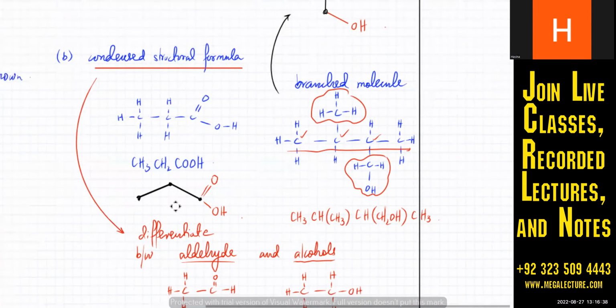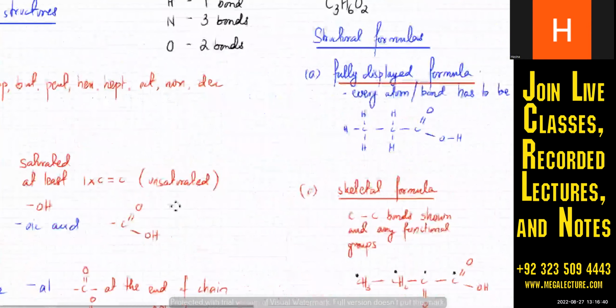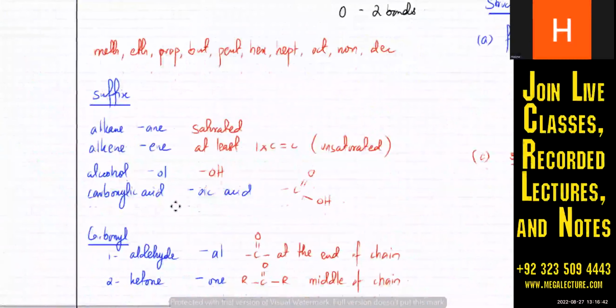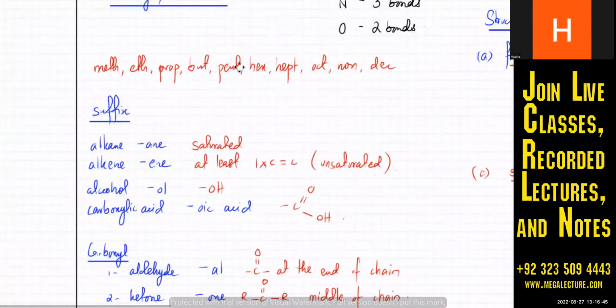Anyway, so what else? We'll just revise counting. How do you name them? It's meth, eth, prop, but, pent, hex, hept, oct, non, dec. That's 1, 2, 3, 4, 5, 6, 7, 8, 9, 10, right? So hept is 7, hex is 6, pent is 5, 4, 3, 2, 1.